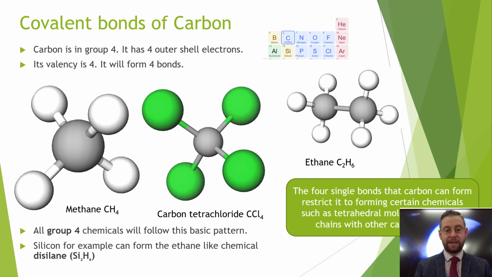It's possible to create almost identical chemicals with silicon. For example, ethane, that one on the right hand side, you could make a silicon version of that and it would be called disilane.